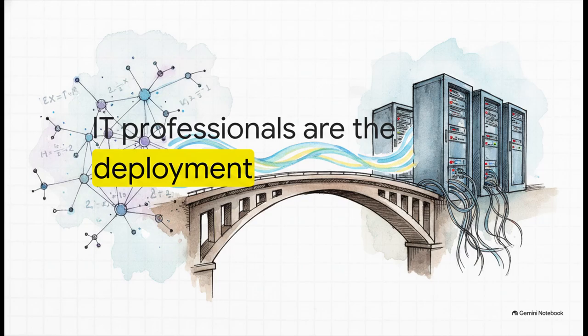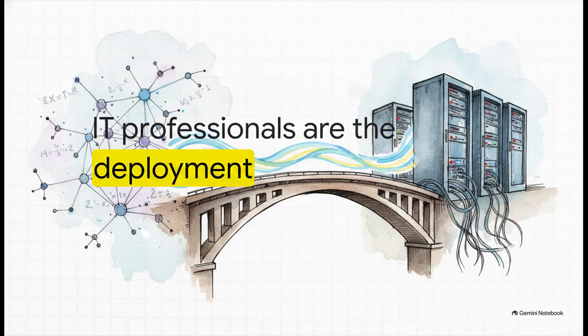Now, you might be wondering, where do I fit into all of this? You might think ML is purely the domain of data scientists, but actually, IT professionals are the absolutely vital deployment, infrastructure, and reliability layer. Think about it. A rogue algorithm can't physically reboot a server, right?